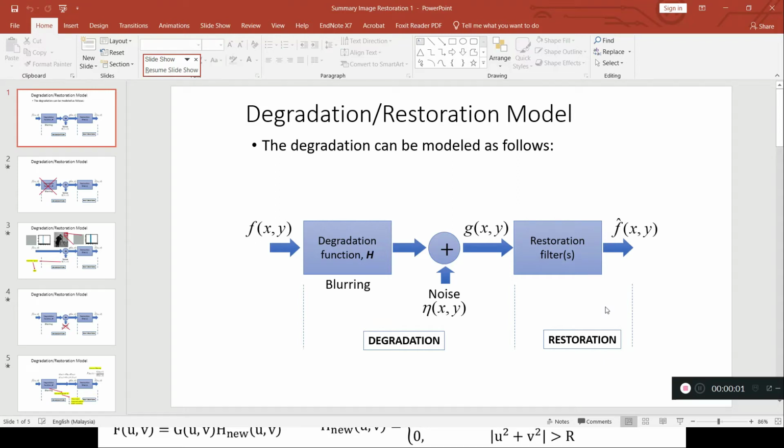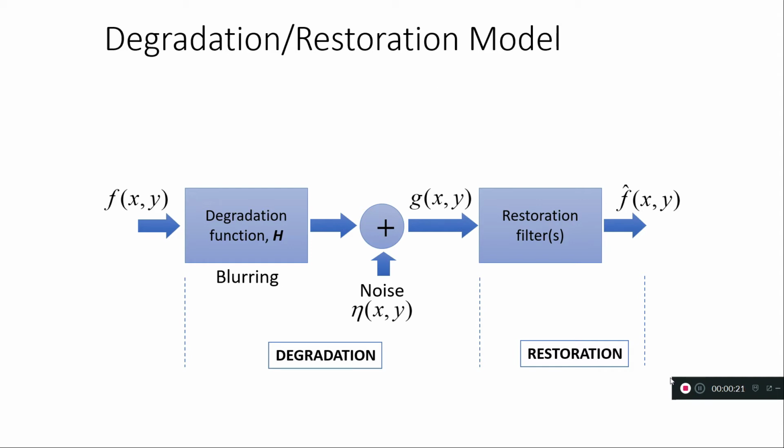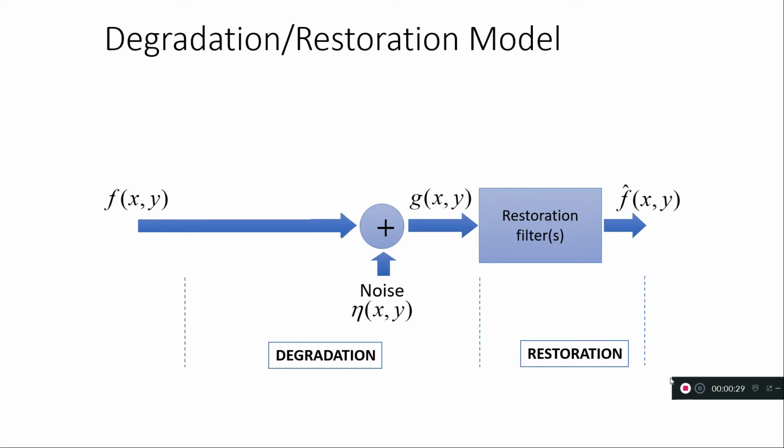As for summarization for this chapter, again I explain these notes. This is the degradation or restoration model, and during the first part of the lecture we talked about the first case, where there's no blurring effect, your image G is only affected with additive noise. The model can be simplified as in the diagram, and of course you must assume your noise is a random signal.